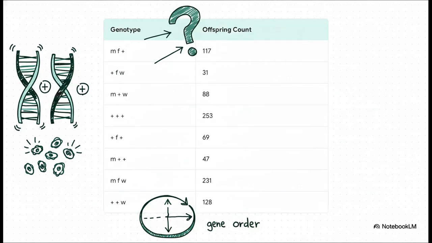Okay, and here it is. This is our evidence. This table shows 8 different combinations of 3 genes. We'll just call them M, F, and W, and the number of offspring that were born with each specific combo. Now, the letters represent the mutant versions of the genes, the alleles, while those little plus signs are the normal or wild-type alleles. The answer to our big question is hiding in plain sight right here in these numbers. Our job is to find it.